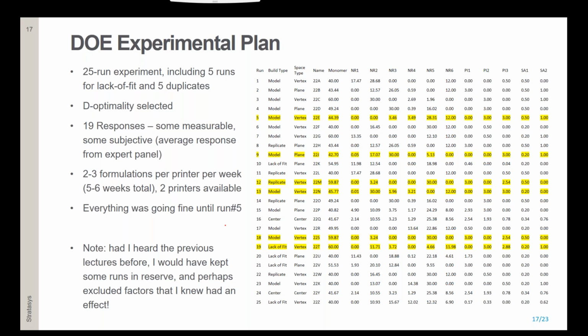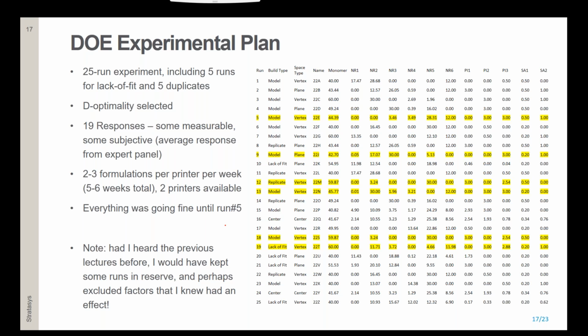Printing in 3D takes a very long time. So we could only do 2 or 3 formulations per printer per week. We only had 2 printers available. So it would have taken 5 to 6 weeks in total. And as I said before, having my managers wait for 6 weeks before I could tell them anything was challenging. So we started the experiment, and I'll talk about the highlighted experiments in a second.